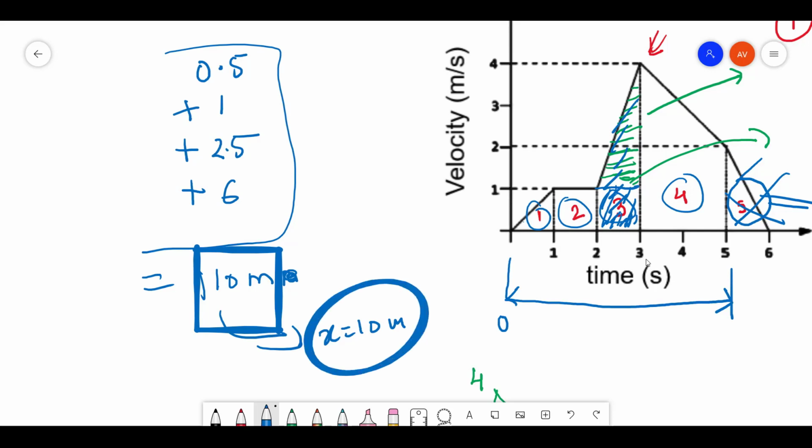So there is a trick. The trick is they are asking you only till 5. If they had asked you till 6, you would have needed the area under this particular triangle also. So I hope you understood the problem.